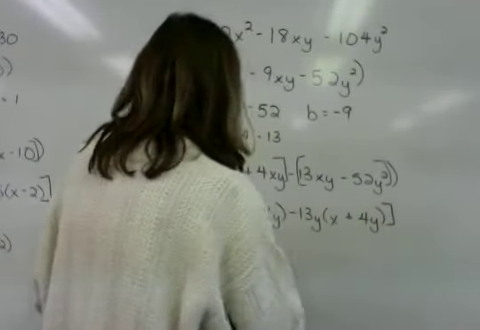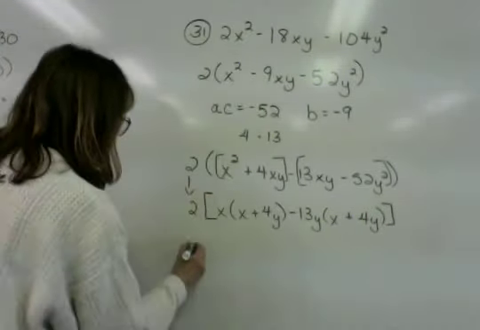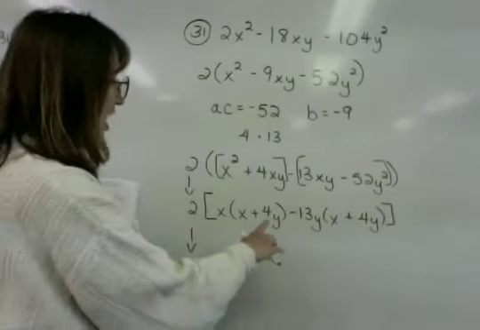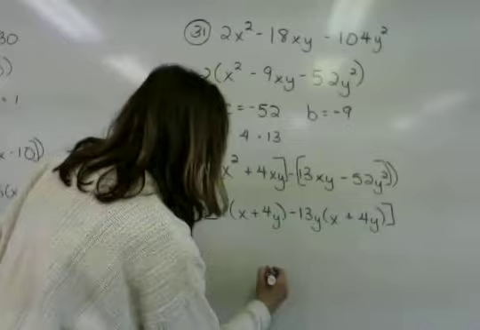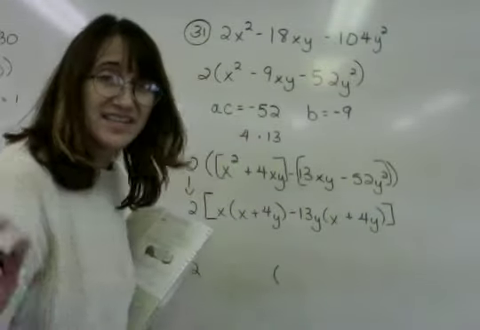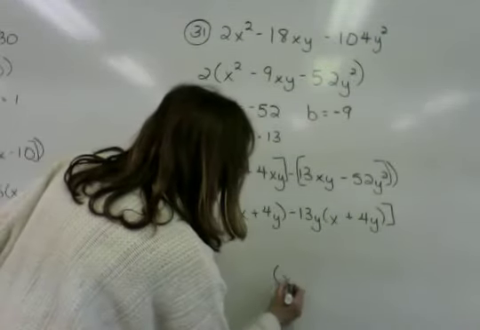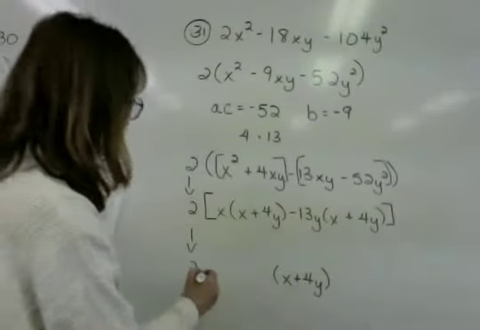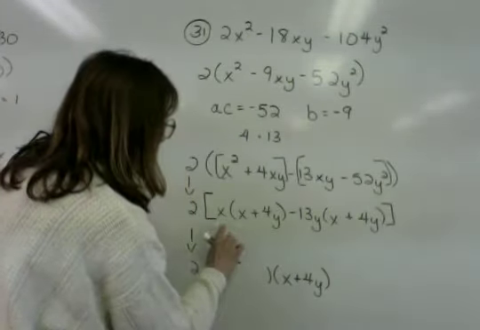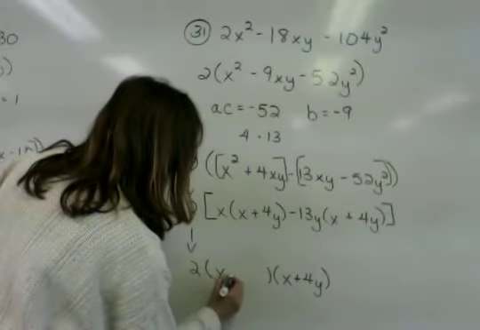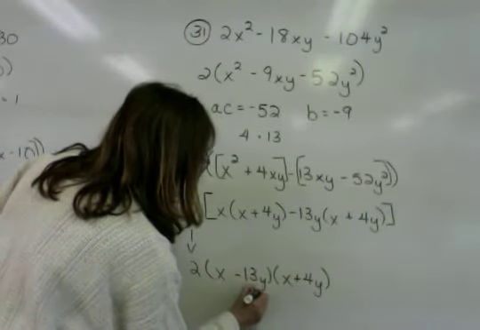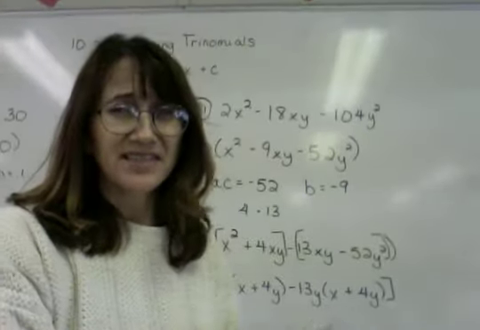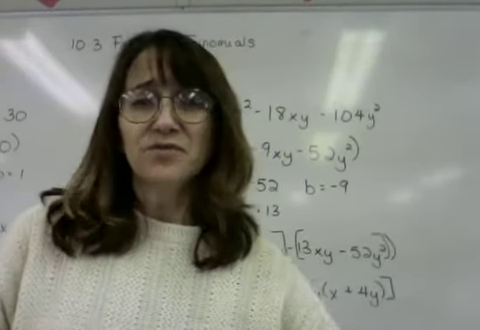And then I'll look into that bracket. I keep bringing down the 2, keep bringing down the 2. I have a common binomial, so I'm going to bring that down one time. The x plus 4y, I bring that down. What's my other binomial? It's the x minus 13y.